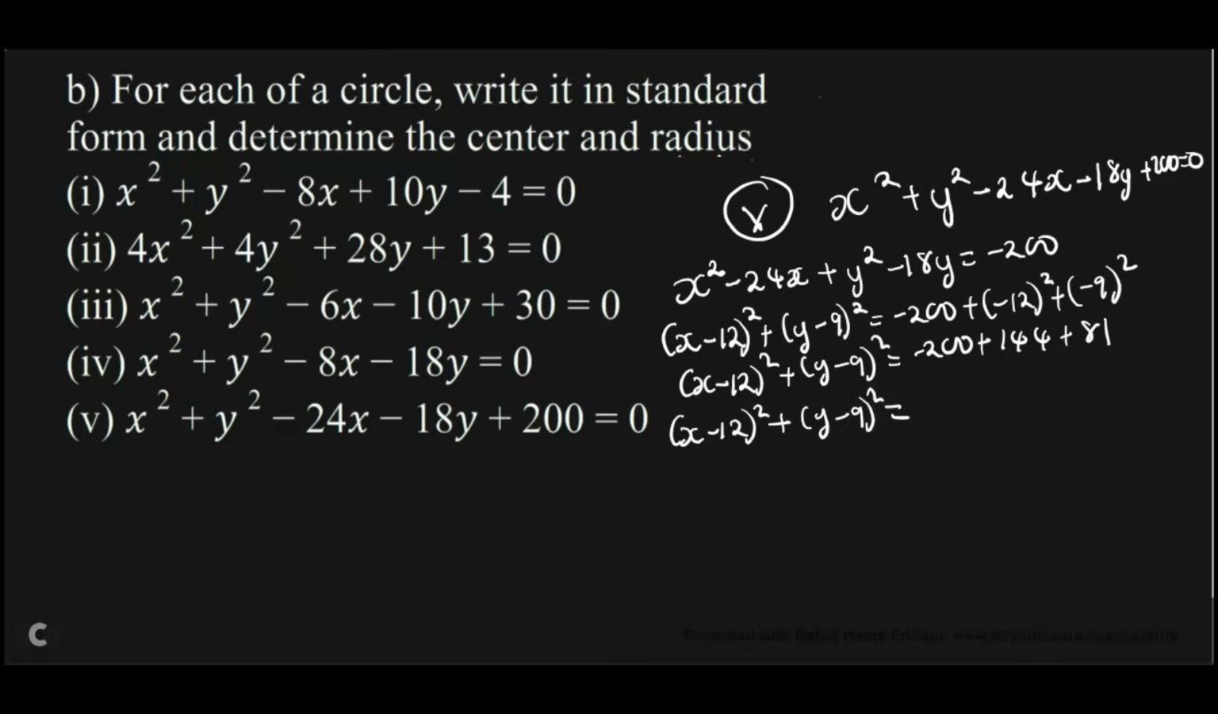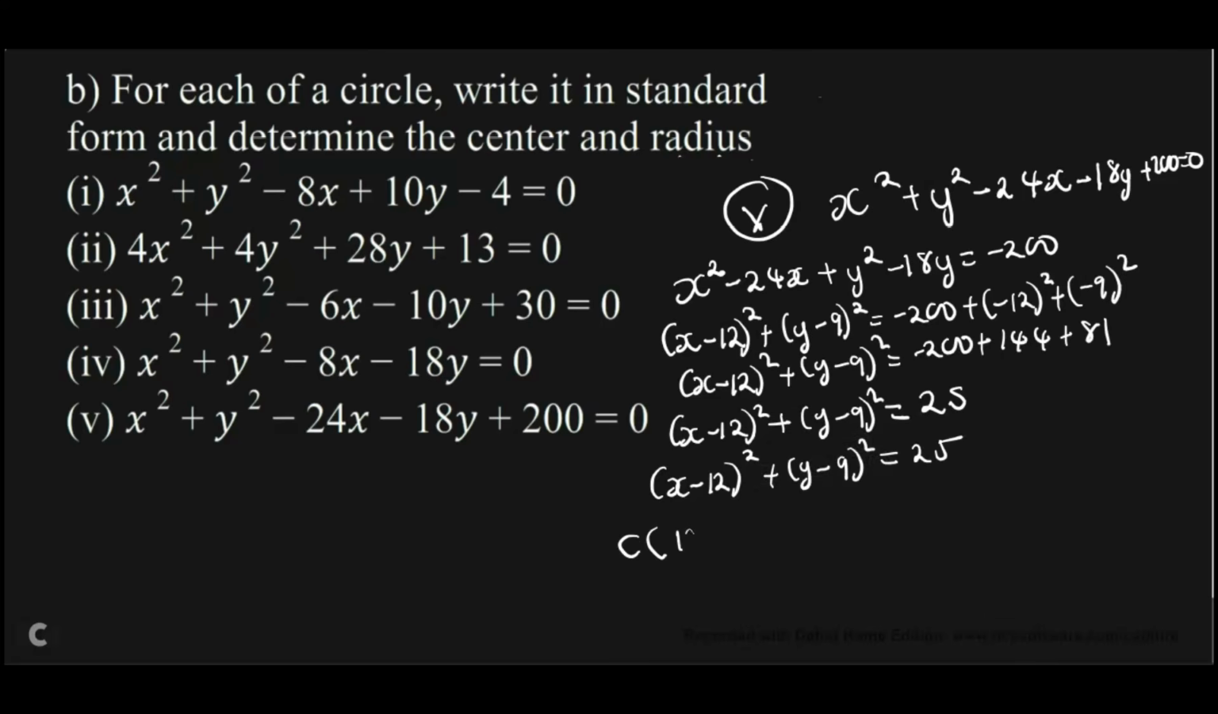Then what's your answer in that situation? Your answer in that situation is what? 25. So x minus 12 squared plus y minus 9 squared, that is what? 25. Now let's get the center.